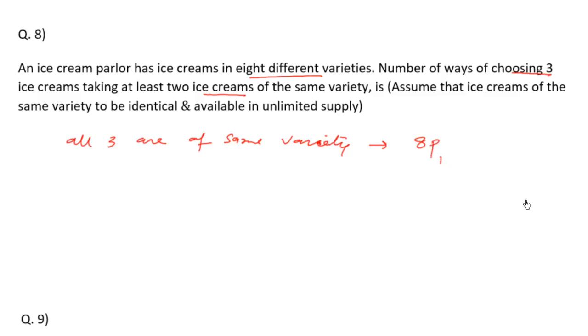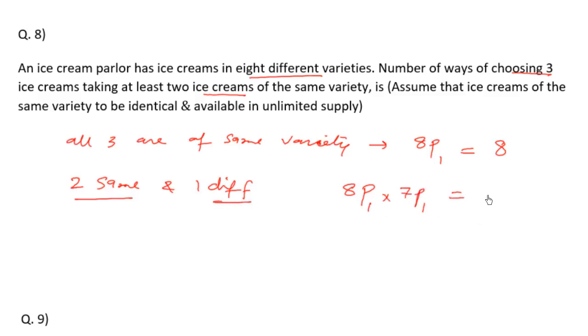8P1, which comes out to be 8. We can select only one from there, right? One from each of the varieties, and all three will be of the same kind. So that comes out to be 8. Next is we take 2 of the same kind and 1 different from the first one. So for 2 of the same kind, we can have 8P1, and next would be 7P1 for the different one. So this is nothing but 8 into 7, which comes out to be 56. So we have to add these two. If I add them, then we'll be getting 64, which becomes my right answer.